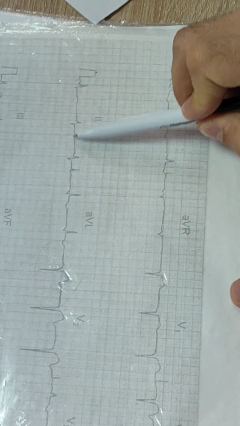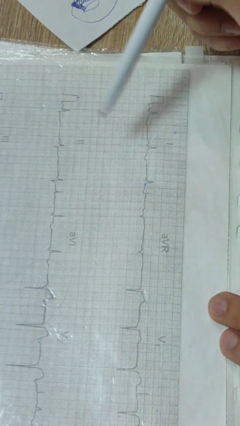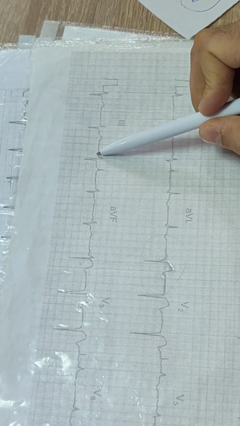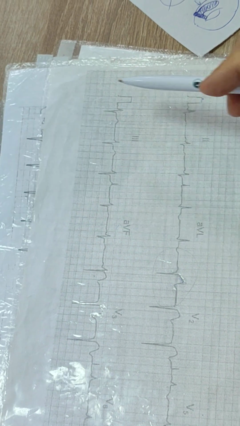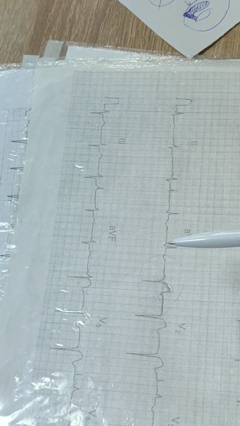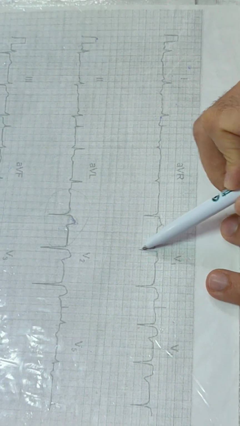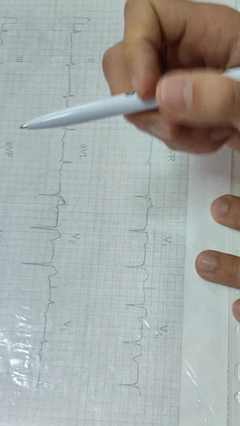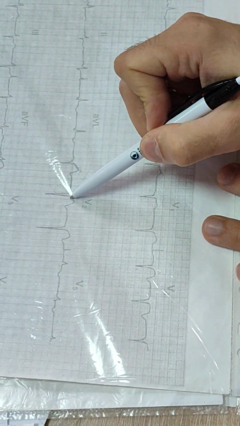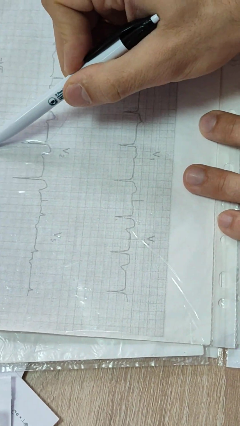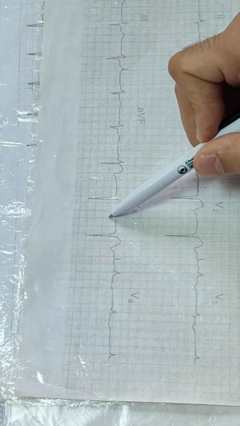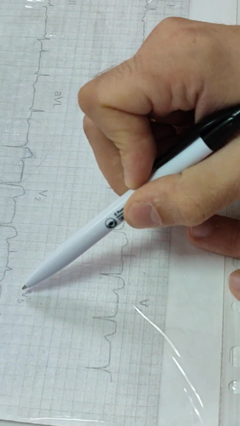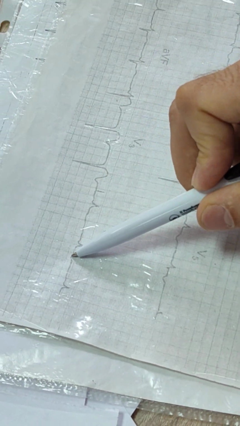Quality. P waves. Rhythm is regular. First lead, negative T. Second one, everything is okay. Third one, everything is okay. AVF is okay. AVL, negative T. V1, QS. ST is close to the isoelectric line. T may be a little bit elevated. V2, QS, elevation of ST, biphasic T. V3, QS, elevation of ST, biphasic T. V4, QS, elevation of ST, biphasic T. V5, negative T. V6, negative T.